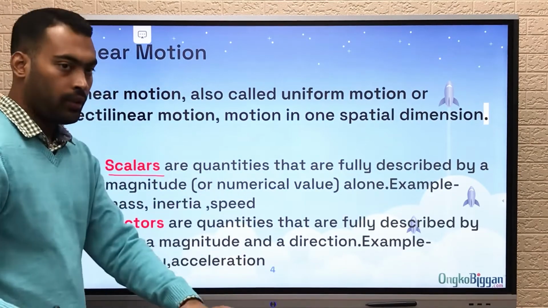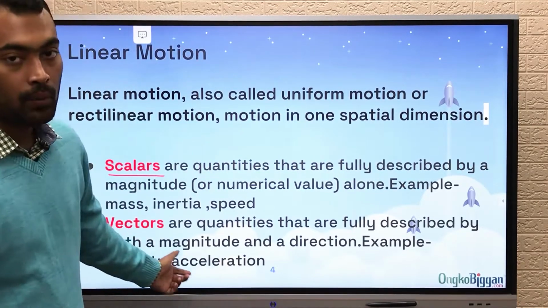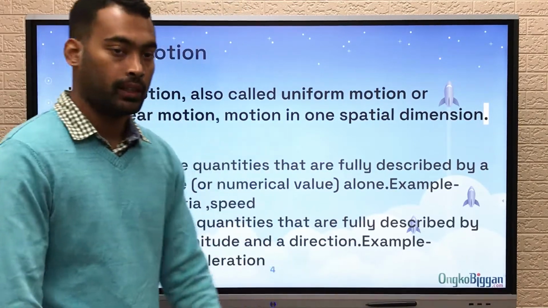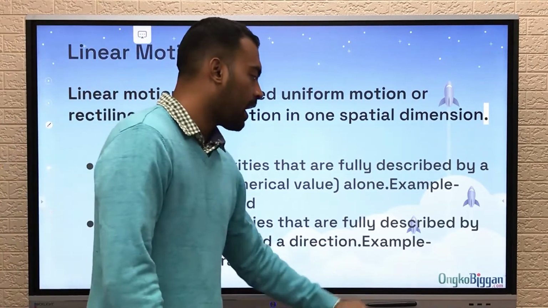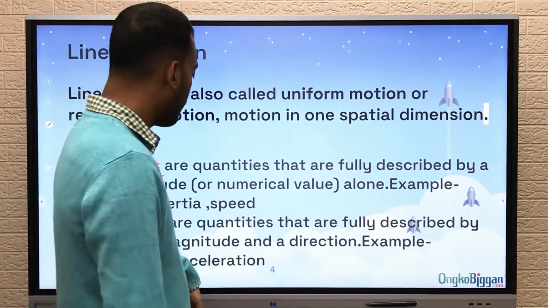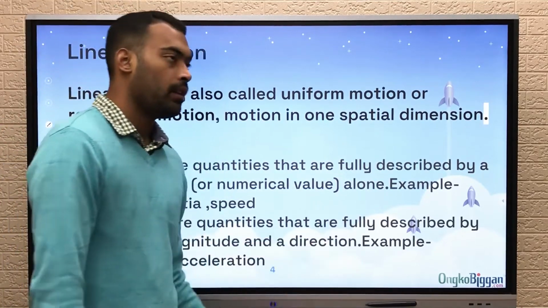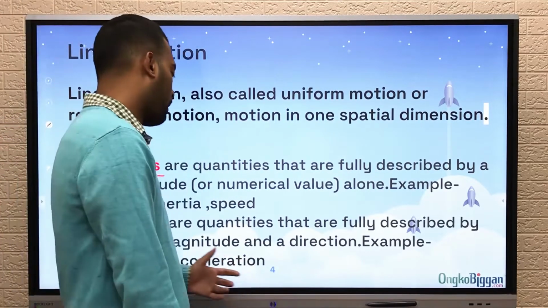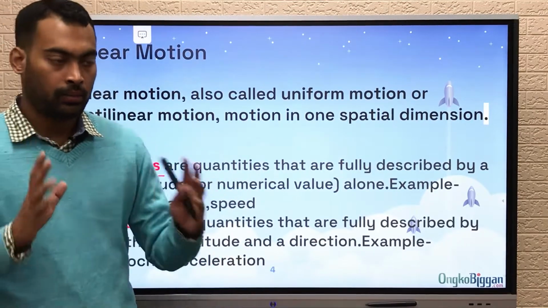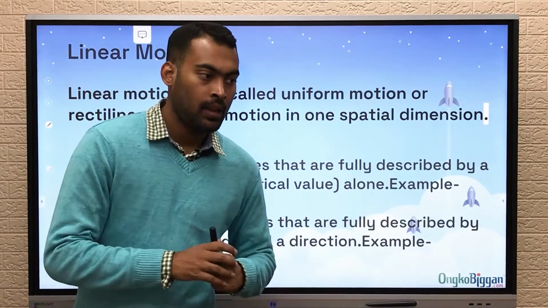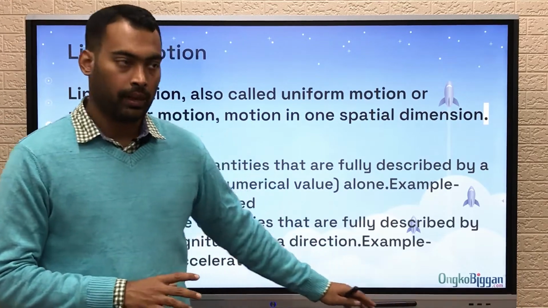Now, even if you do not understand scalar clearly, we will understand when we see what vector quantities are. Now, vectors are the quantities that are fully described by both magnitude and direction. Example: velocity, acceleration. Okay, we haven't come across velocity and acceleration yet, but let me give you a small idea about this. Velocity is also a kind of quantity measurement, right?